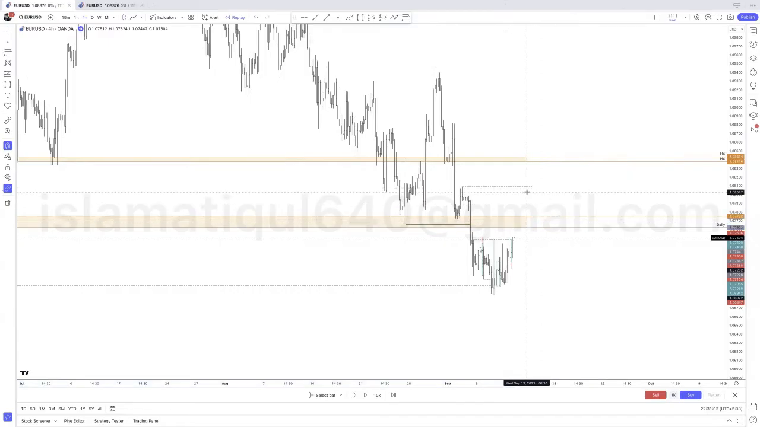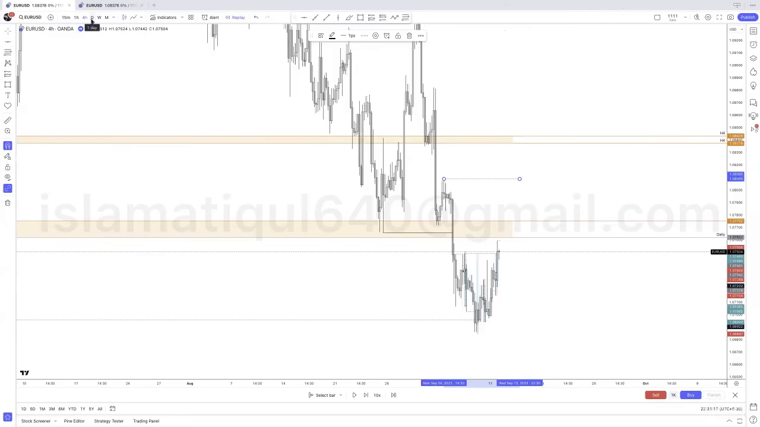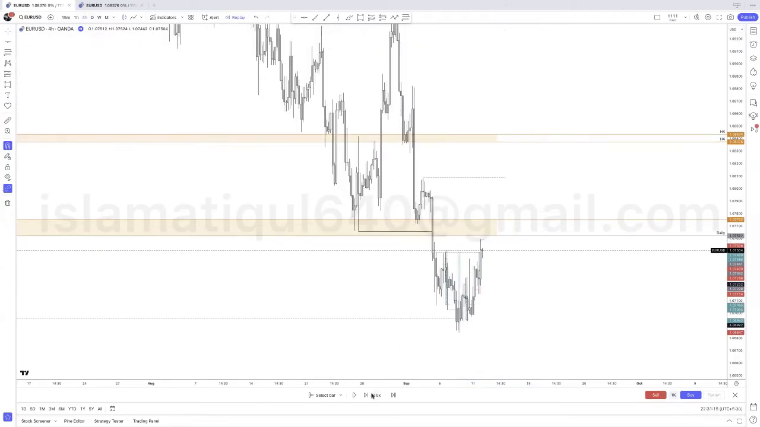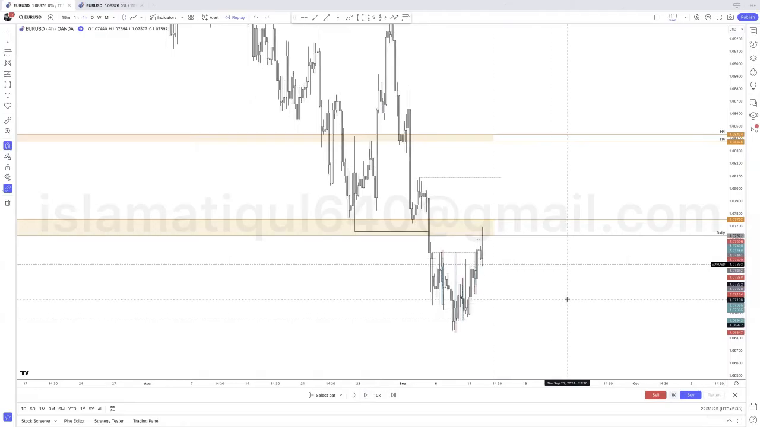I'm not going to just assume stuff and say, okay, it's going to move here, and then this zone is not right. No, I will pay attention to this zone. If it fails, I would expect the market to go here. That is all I'm expecting. So let's wait for Asia to end and then decide what to do. Let's wait for Asia to end. Asia has done the job.